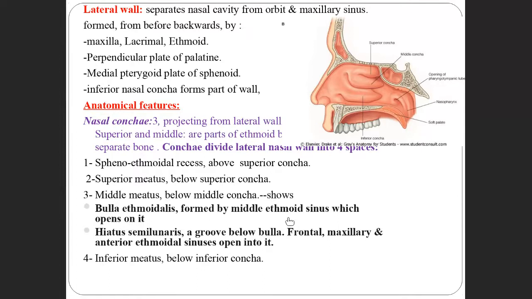Okay. And then there is one more structure. That structure is called the hiatus semilunaris. It is a small groove-like structure. It will be like this. Okay.